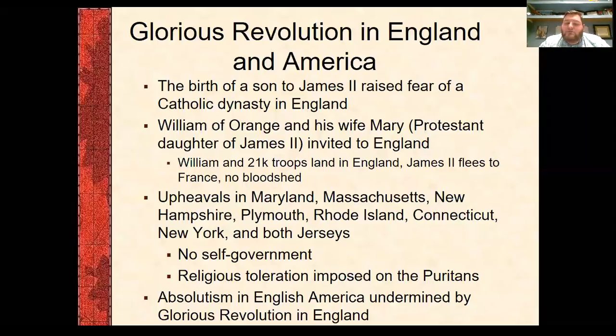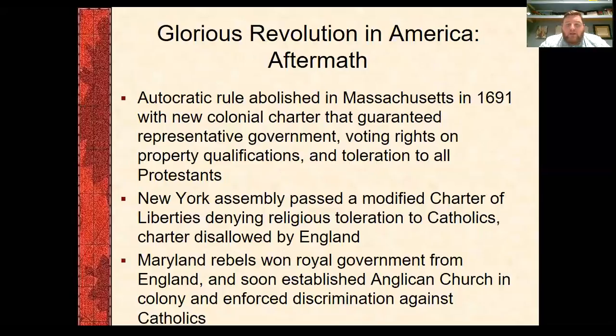And so this is very interesting in the sense that it's very important that the Glorious Revolution doesn't just change things in England, it changes things in the English colonies in America. So the autocratic rule is abolished in Massachusetts in 1691. They get a new colonial charter. New York passes a modified Charter of Liberties, which had been outlawed under Andros. And then Maryland rebels win a royal government from England. They establish an Anglican church in the colony.